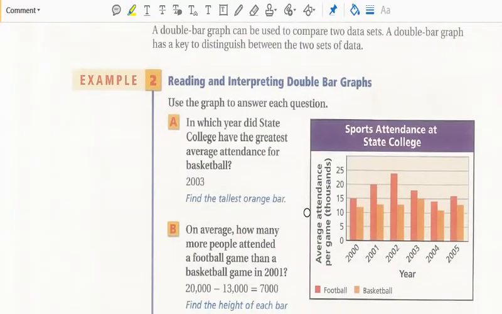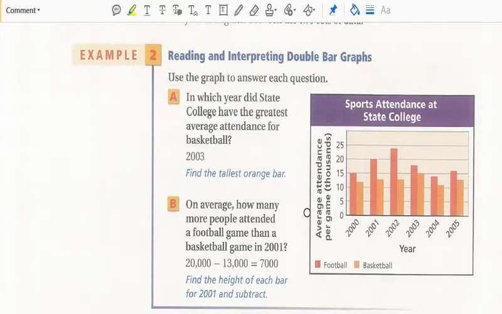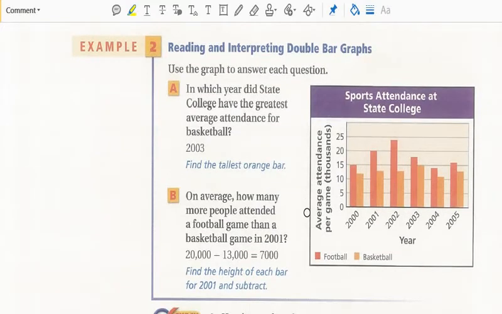Second type of organizing data is the double bar graph, and I use a double bar graph to display data that can be divided into categories, and I can display them vertically or horizontally. Okay. And why am I using a double bar graph? To compare between two data sets. Let's look at our example.